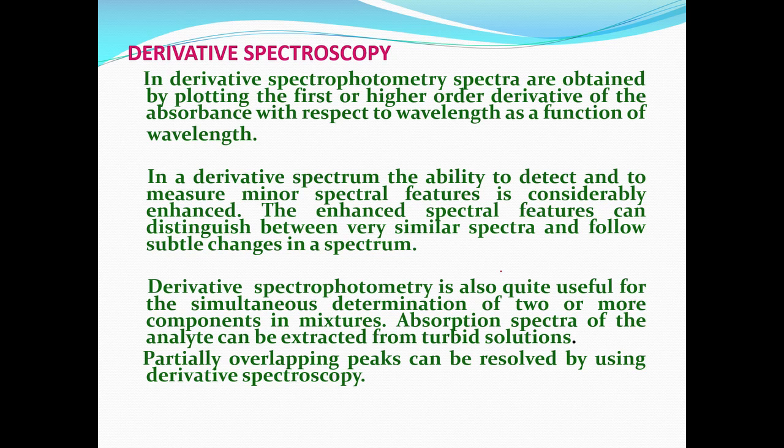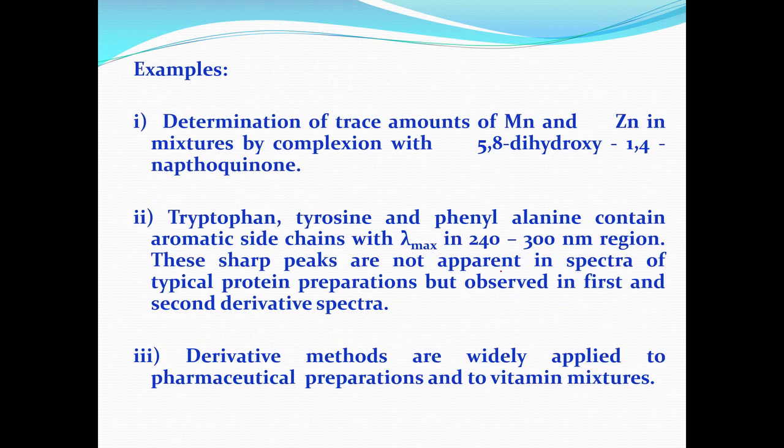I am going to show you a derivative spectrum shortly. But before that, let us see some examples. What is happening? We want to determine trace amounts of manganese and zinc in mixtures by complexation with 5,8-dihydroxy-1,4-naphthoquinone. This is an organic chelating reagent. It reacts with manganese and zinc to give you colored substances. Second example is tryptophan, tyrosine and phenylalanine. These are the amino acids.